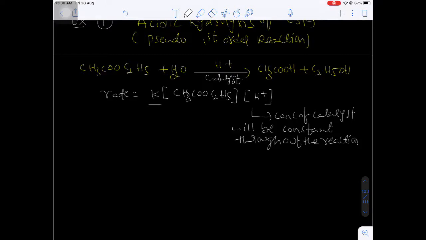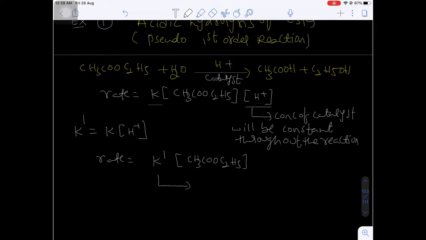Now here, K is a constant and H plus ion concentration is also constant. I am taking K into H plus ion concentration as K dash. Are you getting my point? That means the rate expression now changes to R equal to K dash times the concentration of the ester. What is the K dash here? It is called pseudo first order rate constant.